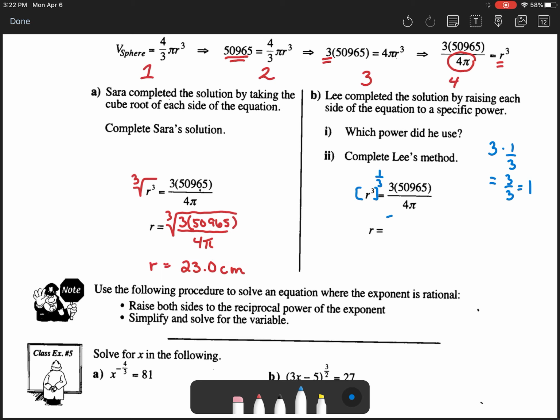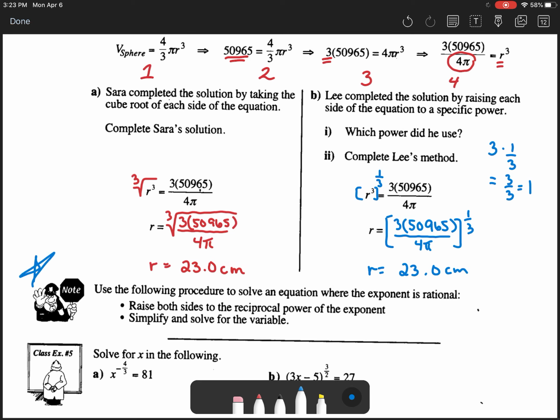But if I raise the left-hand side of the equation to 1/3, I must also raise the other side of the equation to the same exponent. So I'm going to raise the right-hand side of the equation also to an exponent of 1/3. And when you do that, you will see that you also get 23.0, and it was supposed to obviously work out that way.